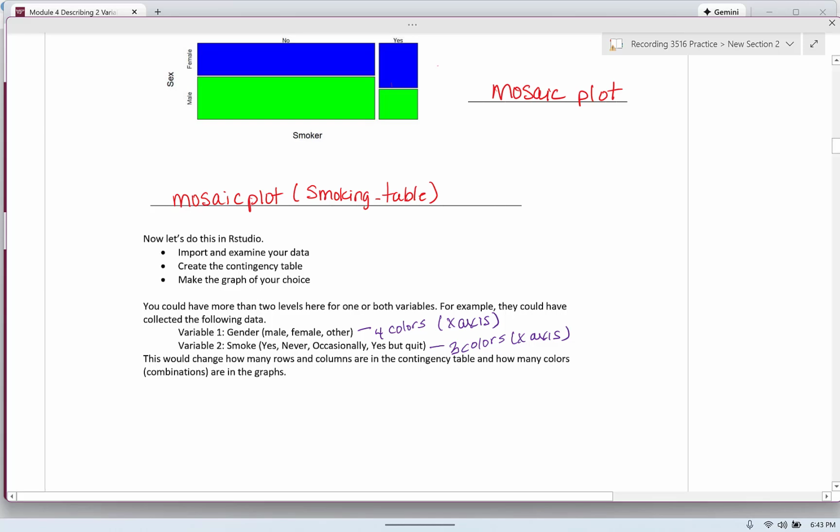All right, so now we're going to do this in RStudio, and you guys are going to see the code in the video. You're going to have to fill it in.